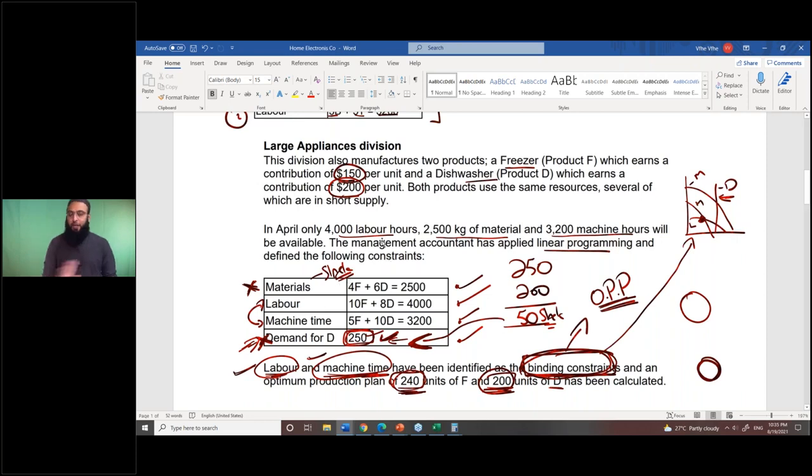Very obvious. Even if units were not given, you could have also figured it out, because you know the lines of optimum were labor and machine only. The other lines, there will be slack for sure because the optimum answer is not there.